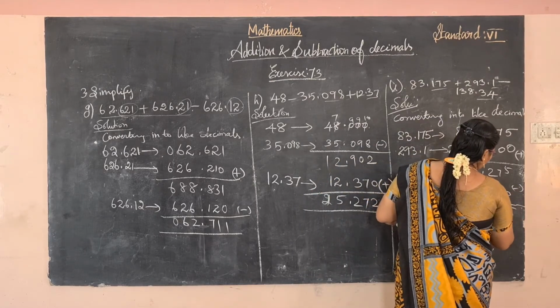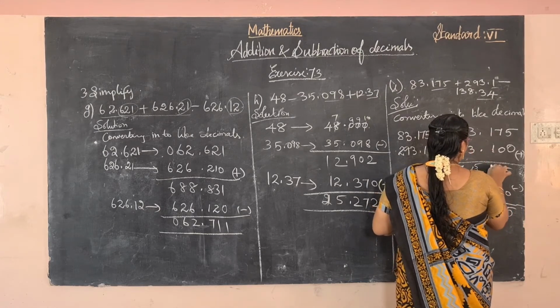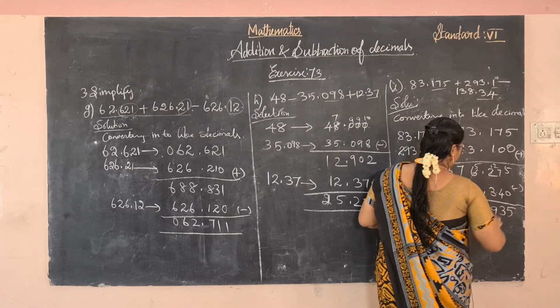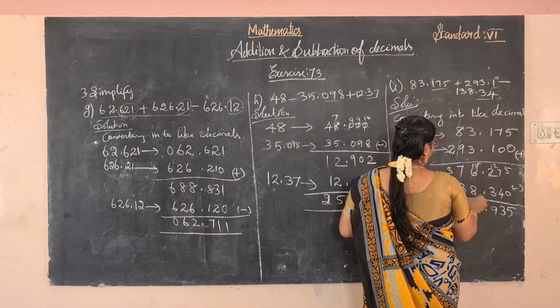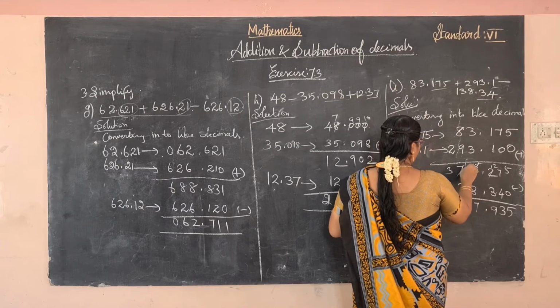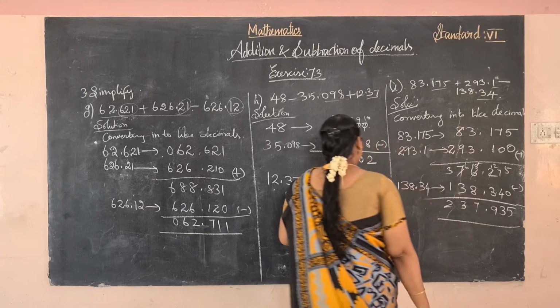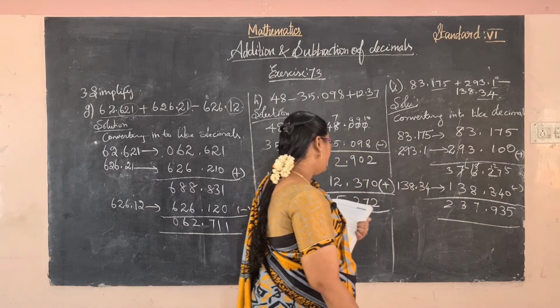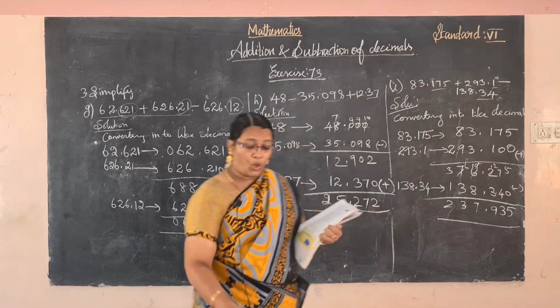Subtract 5, 3, it's not possible, borrow from here, so 5, 12, 9, okay, it's also not possible, so 15 minus 8, 7, here 6, okay, 3, 2. So the answer for this problem is 237.935. Now move to the J problem.